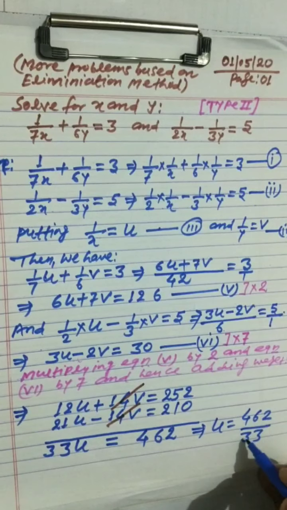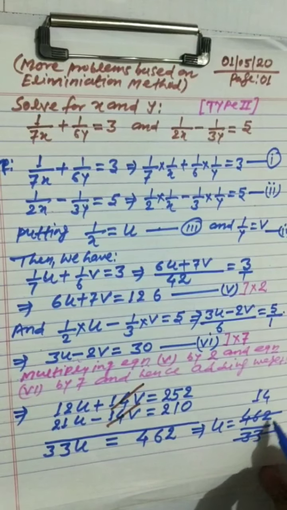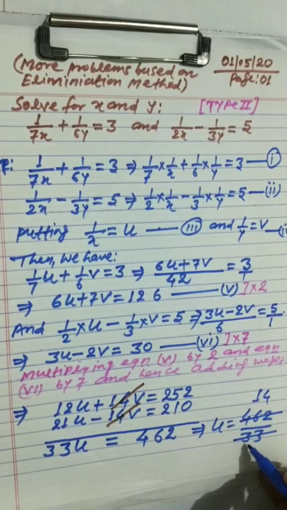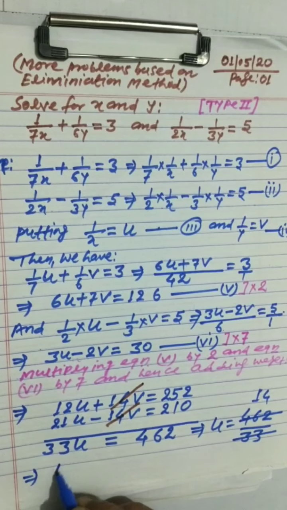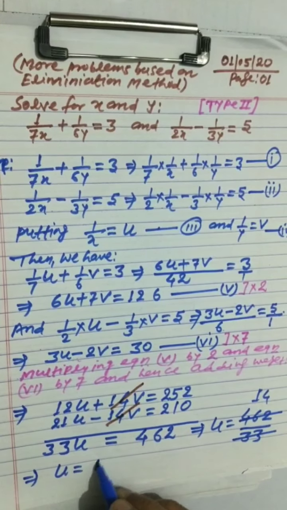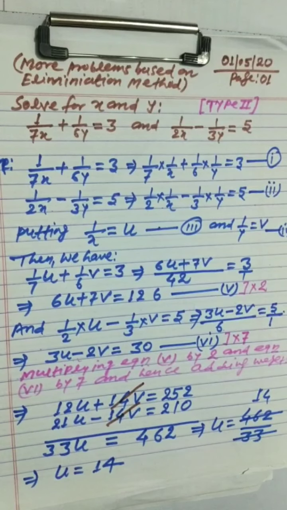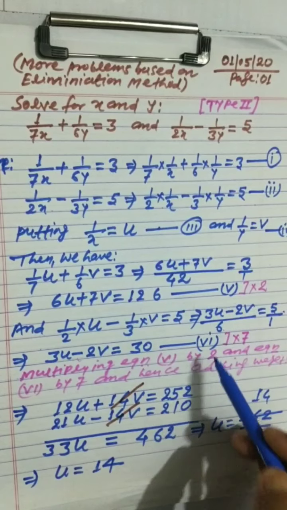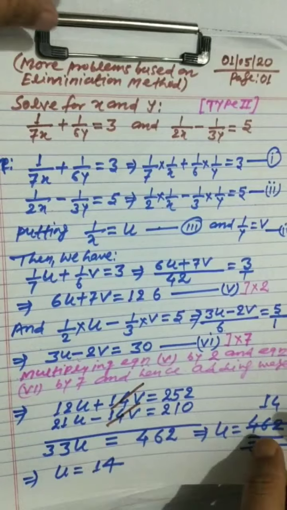When you divide 462 by 33, it will be cancelled 14 times. 14 times 3 is 42 and 4 will be carried, and 14 times 3 is 42, plus 4 is 46. So you have got the value of u, which is equal to 14. Now put the value of u in equation 5th, or either in equation 5th or in equation 6th, to get the value of v.